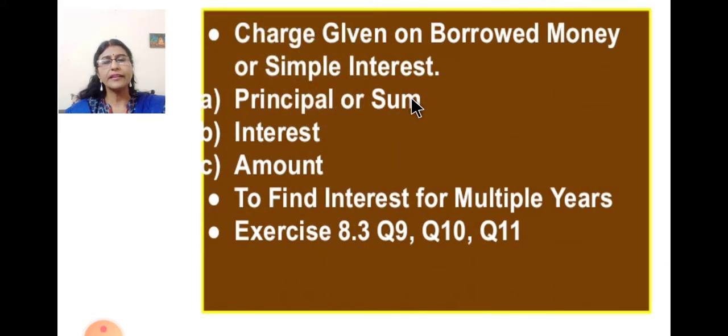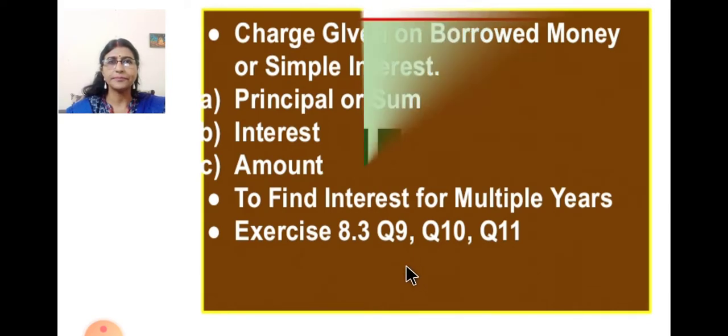And today we will understand a new concept, that is simple interest, the charge given on borrowed money. In that we will learn what is principal or sum, and then we will understand what is interest, simple interest, and then amount, how to calculate amount. And then we will find out interest for multiple years. And then 3 questions are left of exercise 8.3. Today we will complete the exercise and the whole chapter will be over.